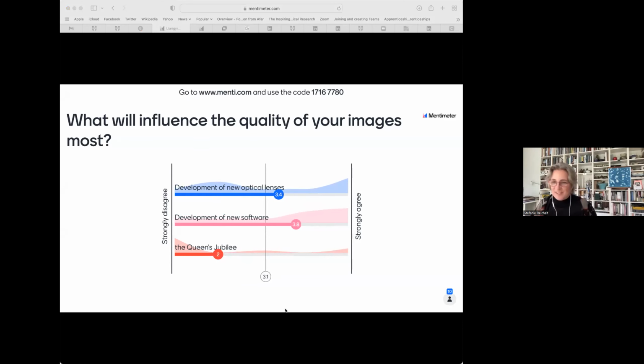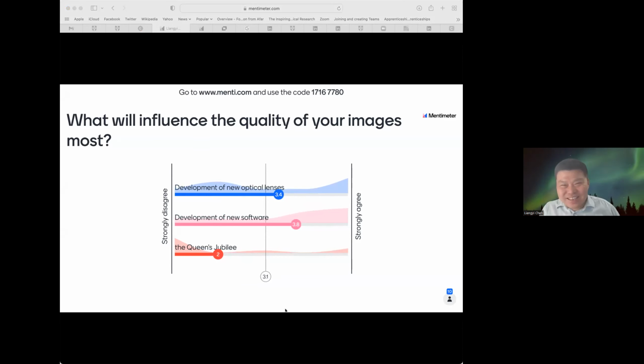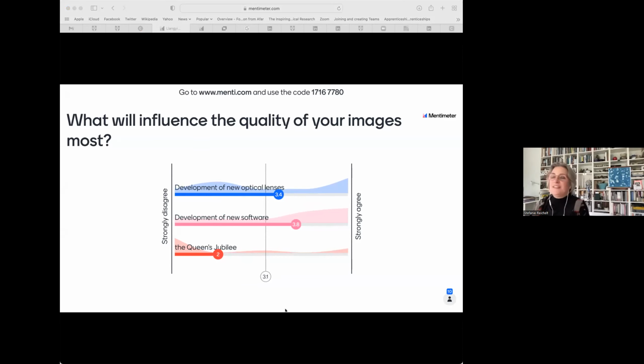I'm just waiting for a few more people to join. So the development of new software, as you can see, is actually the winning influence, which people will see will influence the quality of your images. And I think that's very much from your talk as well.